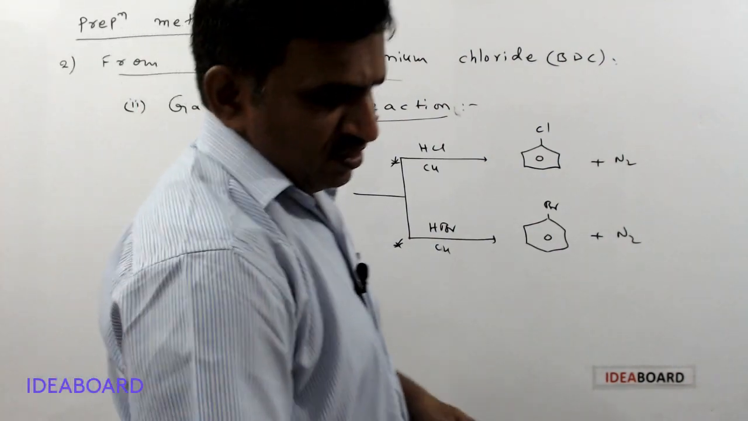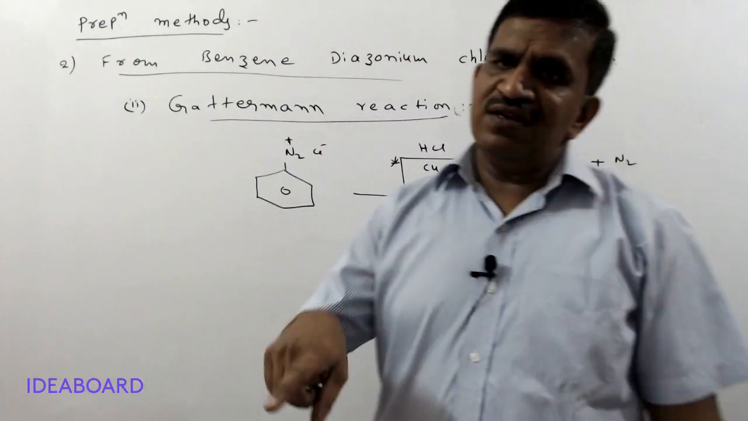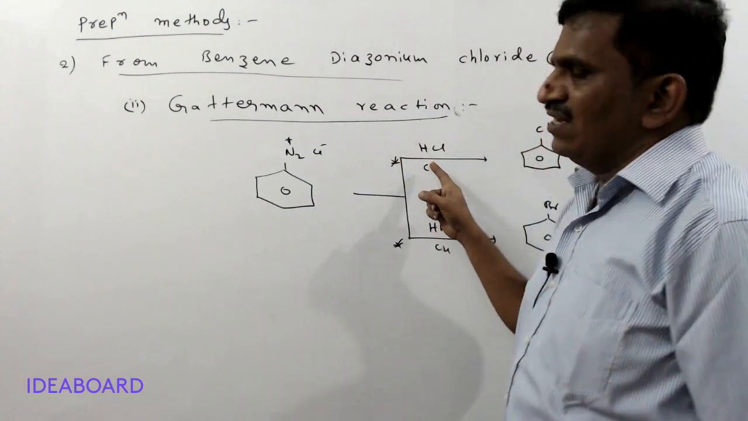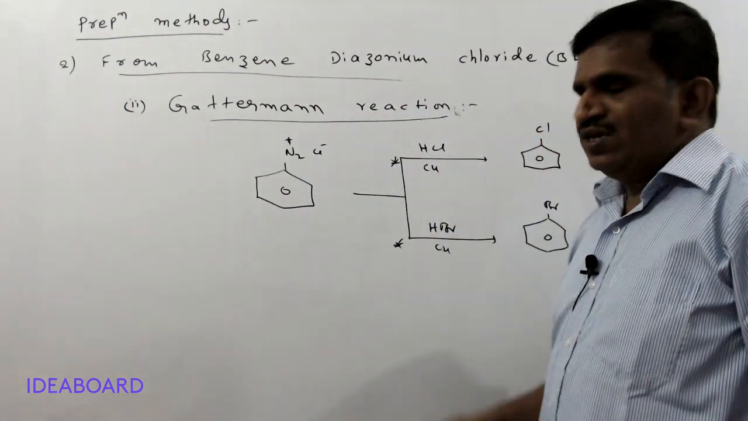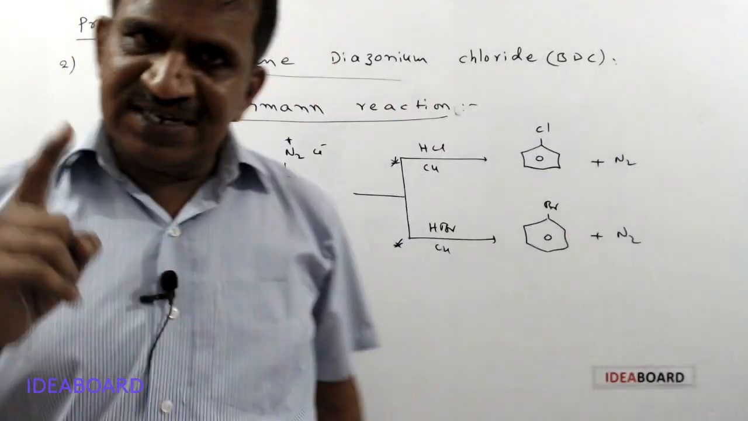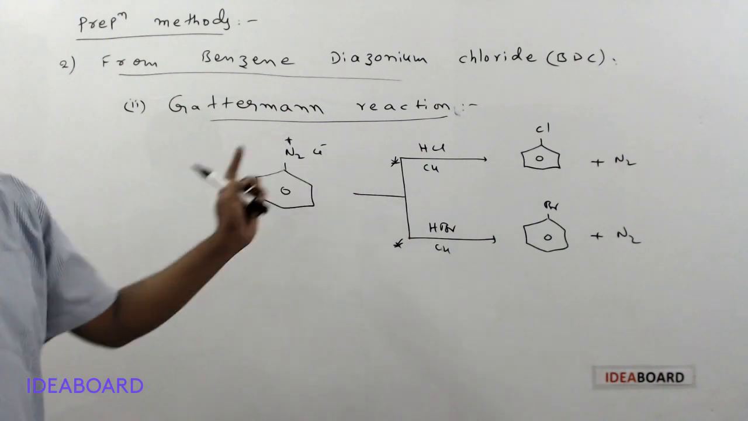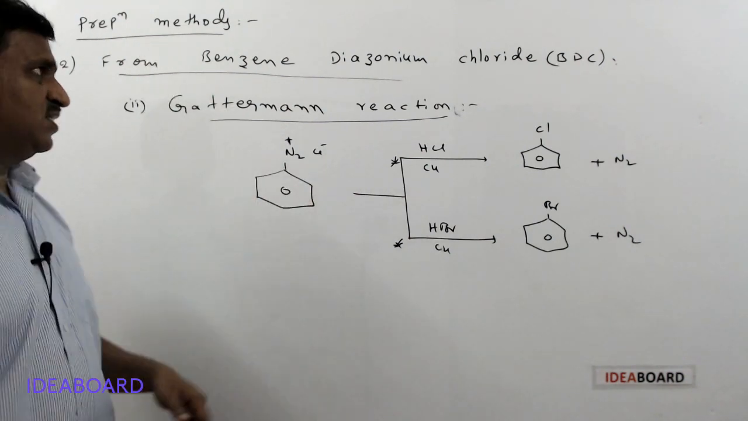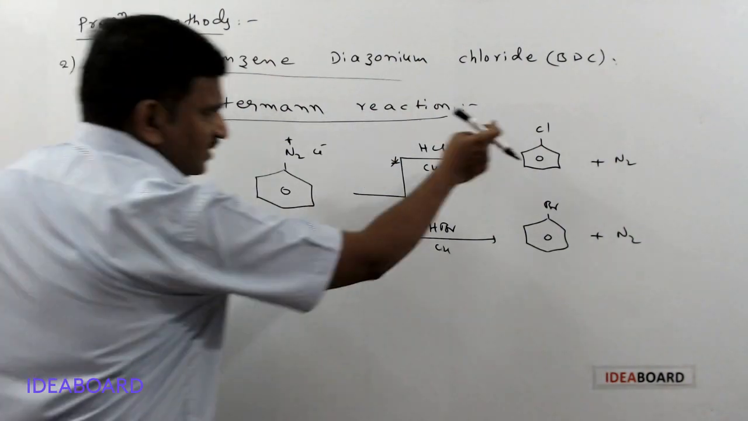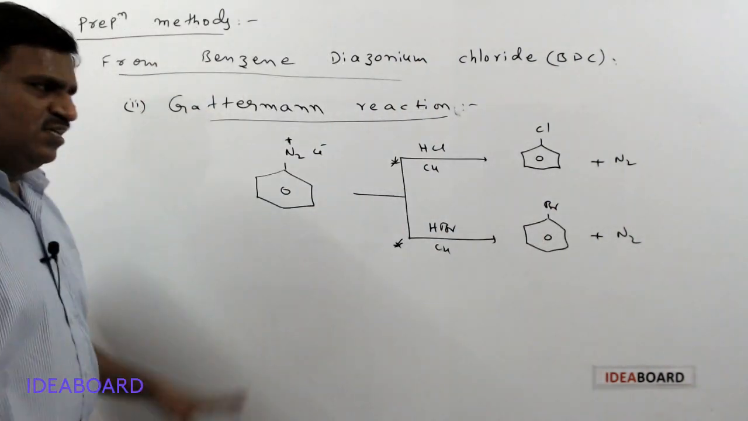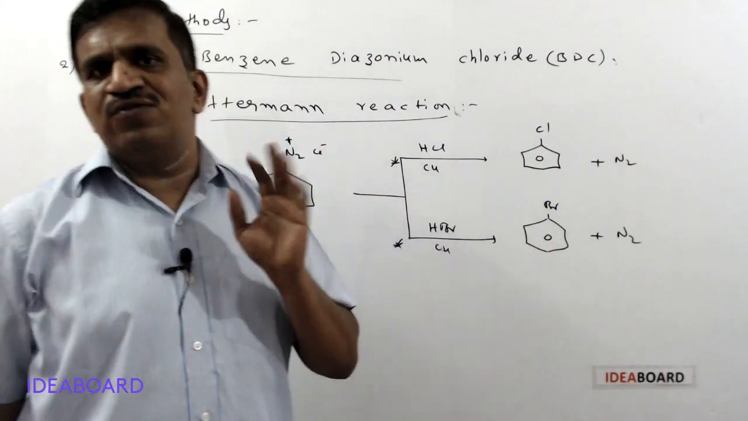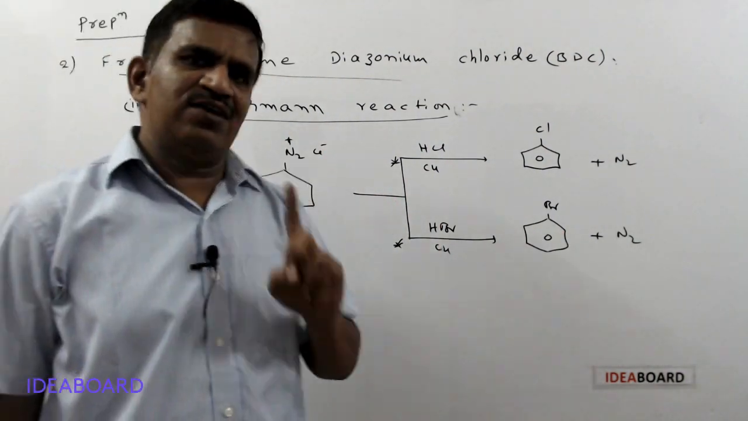Sandmeyer reaction: HCl and CuCl, HBr and CuBr. If Gattermann reaction is taken, HCl and Cu, or HBr and Cu is taken. Only the reagent is different, the reactant and products are both the same. So that is how, from benzene diazonium chloride, we get chlorobenzene and bromobenzene. Here also we can prepare only chlorobenzene and bromobenzene, not fluorobenzene, and not iodobenzene.